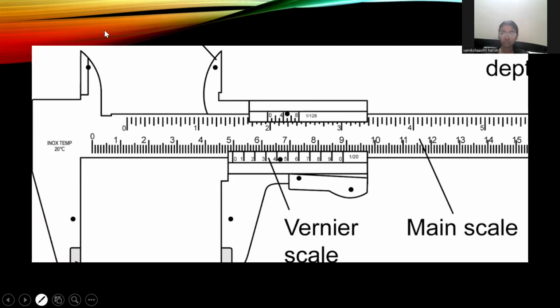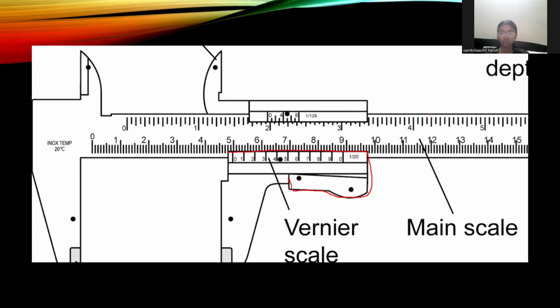Actually, this is the vernier caliper, and here you can see this scale. Can you see this scale? Yes, sir. This is actually the vernier scale. Understood?